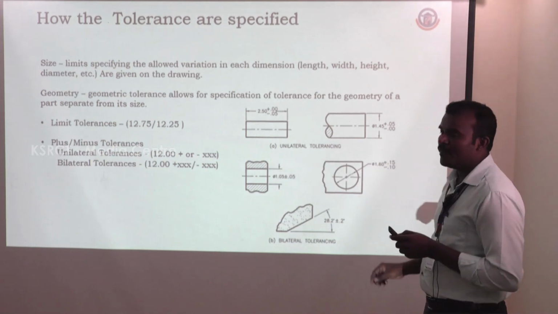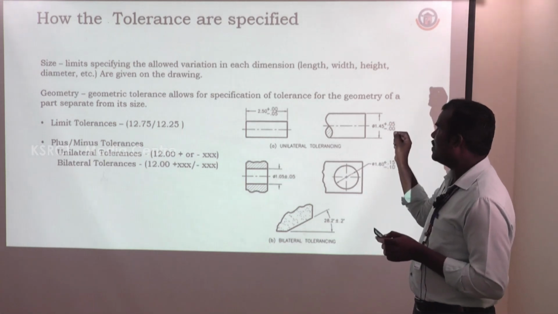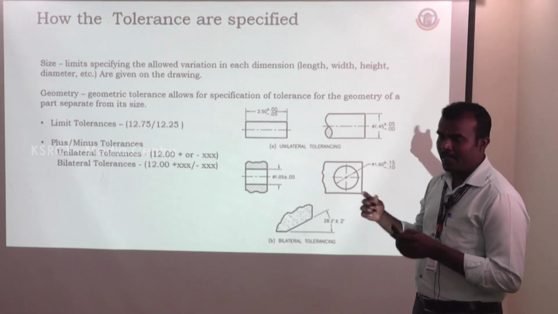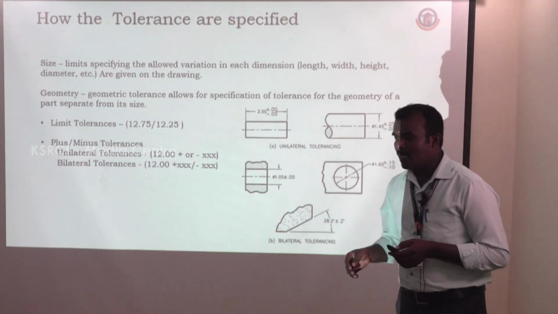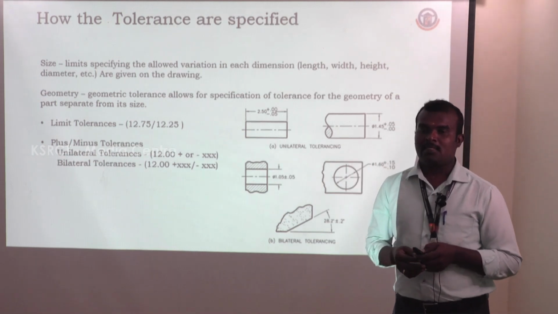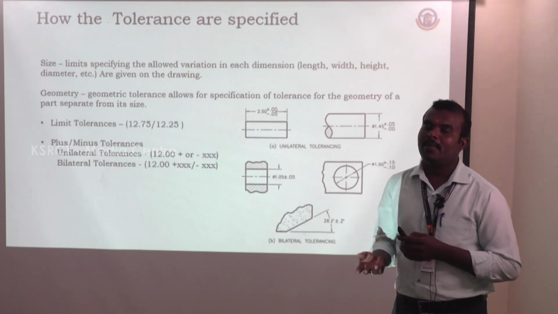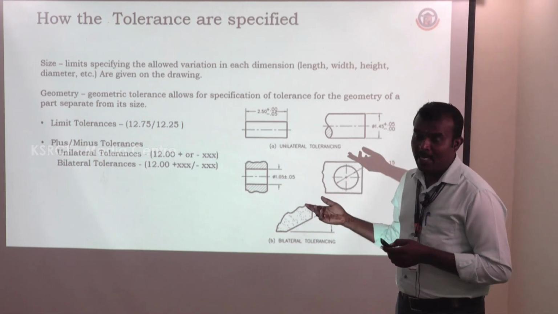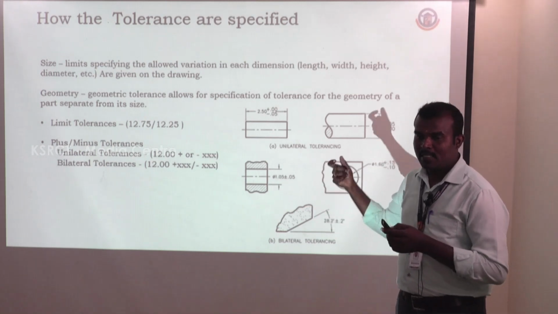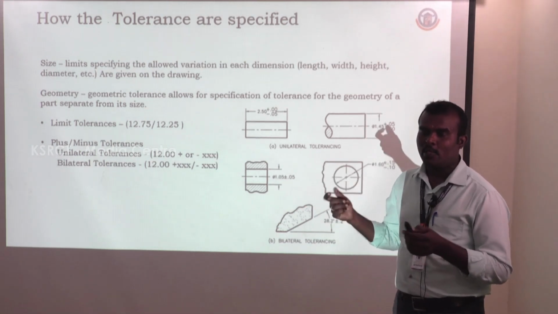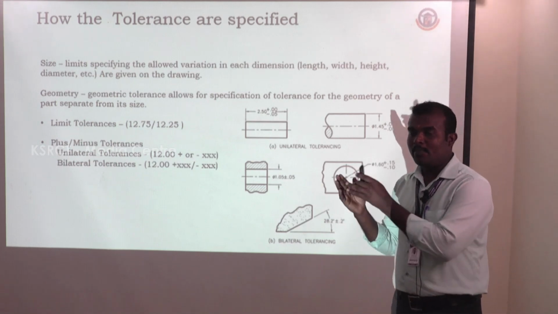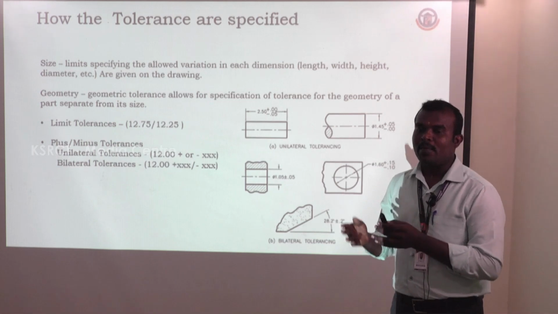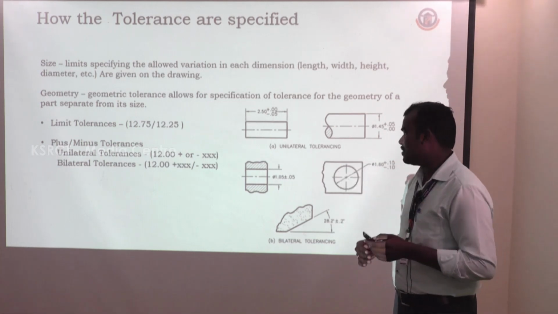That means the length of the shaft will be 12.75 to 12.25 like that. So another tolerance is the plus or minus tolerance. The other name for plus or minus tolerance is the limit or bilateral tolerance. So plus or minus can be classified into unilateral and bilateral. In unilateral we can give the value only in the positive direction or in the negative direction. In bilateral tolerance we can give the value in both directions, plus and then minus.